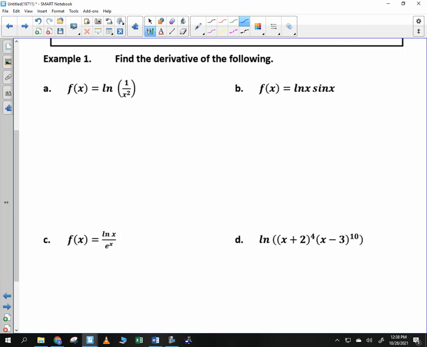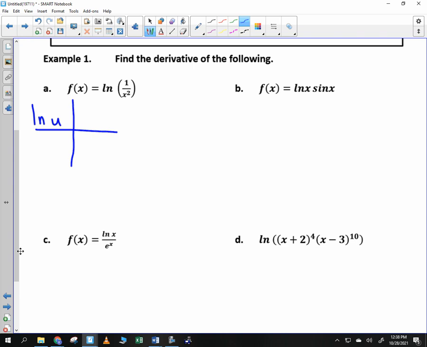So we're going to look at 2 ways to do problem A. I'm going to do way 1 right here and then way 2 right over here. Okay, here we go. I have the natural log of this thing. That's a key that I'm going to use a chain rule: natural log of another function. So we set up the chain rule. On the outside is the natural log of u. What goes on the inside?